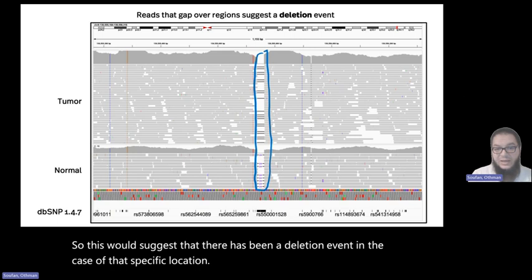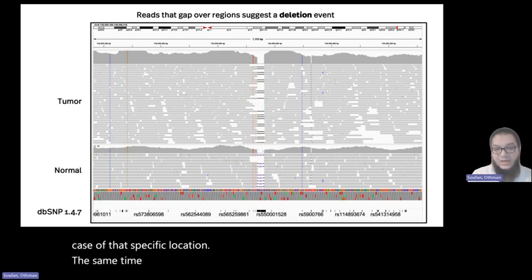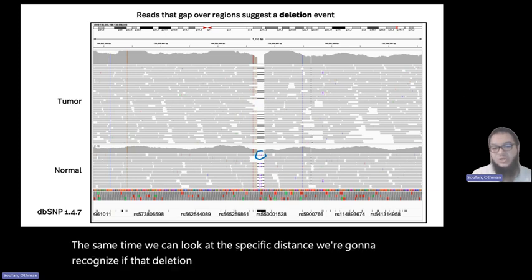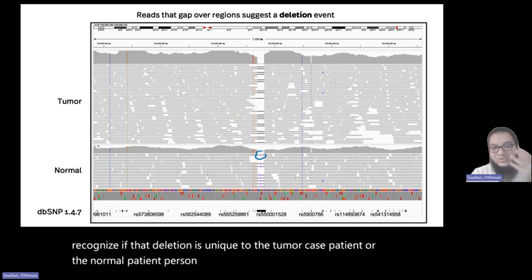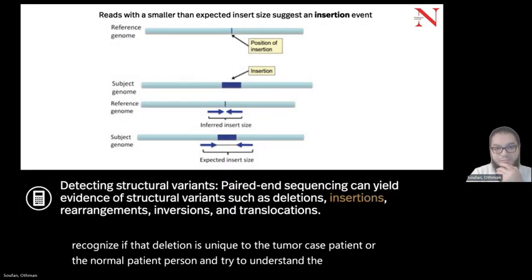At the same time, we can look at the specific distance. We're going to recognize if that deletion is unique to the tumor case patient or the normal person and try to understand the differences.